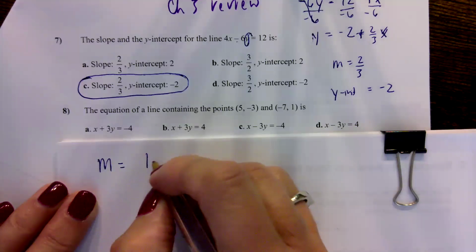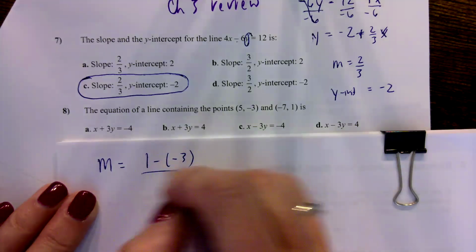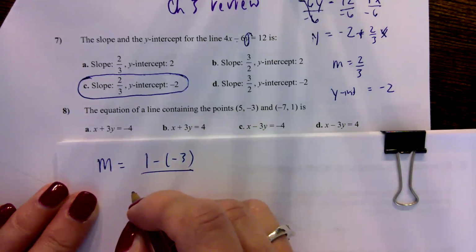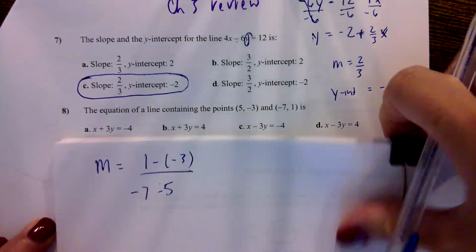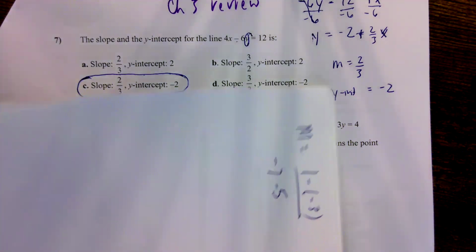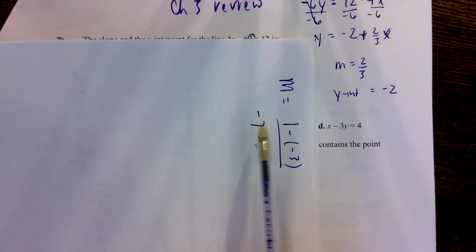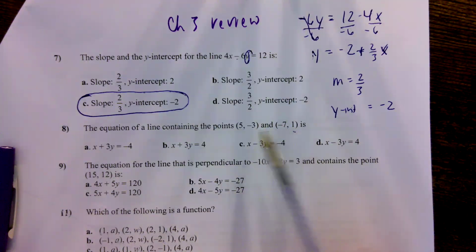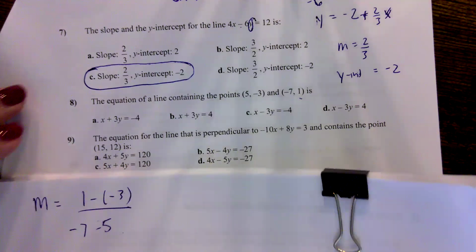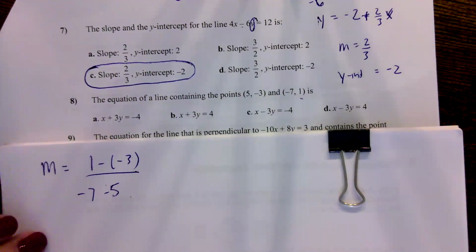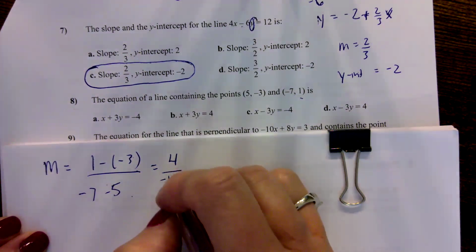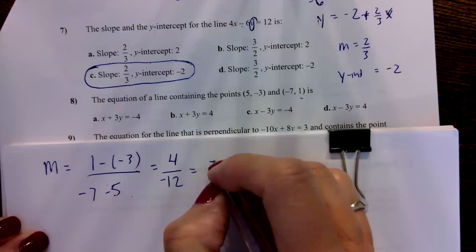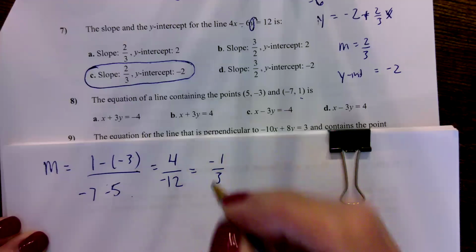So I'm going to take 1 subtracting -3. And that means I have to start with -7 and subtract 5. And remember my little trick, if you turn this sideways, it should be your coordinate points. -7, 1 is one of the points, and 5 and -3. Okay, so my slope is +4 over -12, which is -1/3.